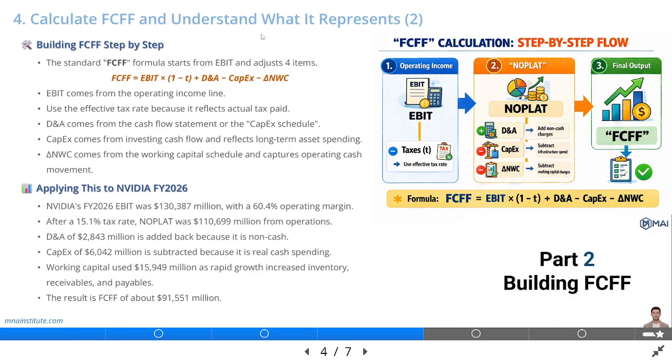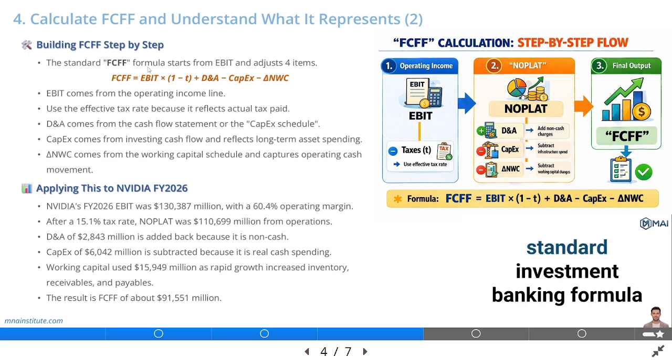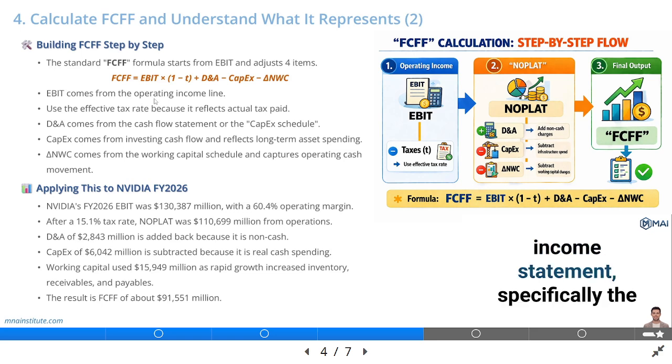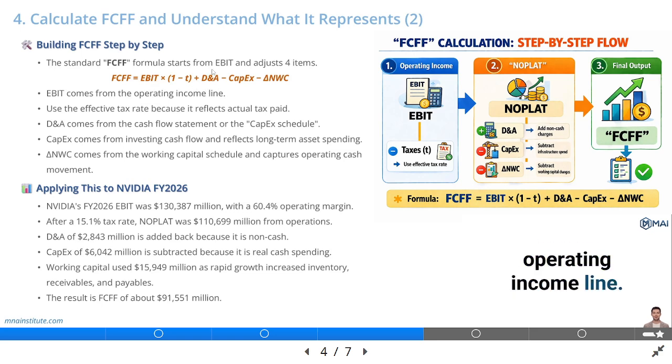Part 2. Building FCFF step by step. The standard investment banking formula for FCFF starts from EBIT and adds or subtracts 4 items. EBIT comes from the income statement, specifically the operating income line. The tax rate applied is the effective tax rate from the income statement, not the statutory rate, because it reflects what the company actually pays.